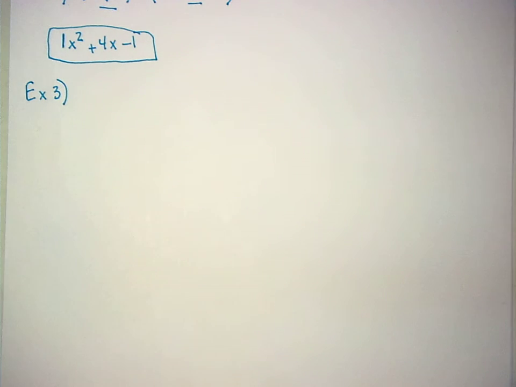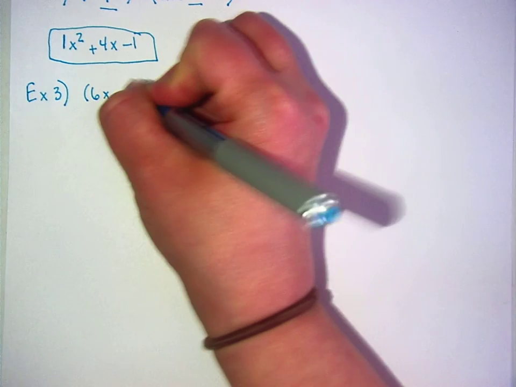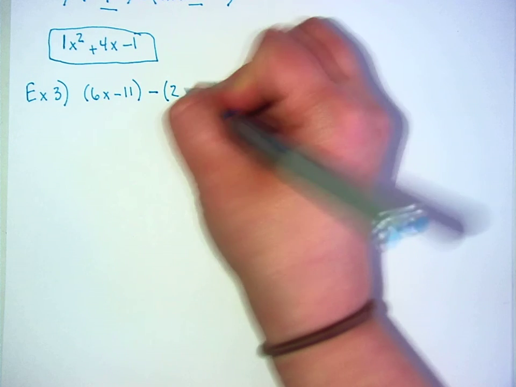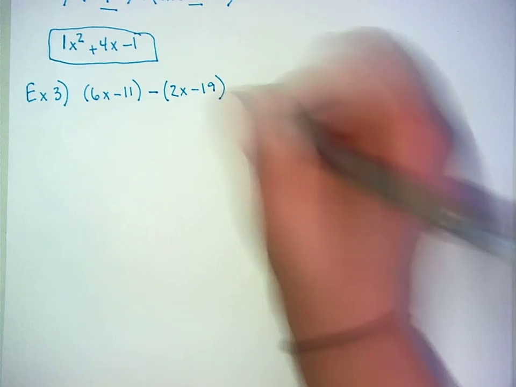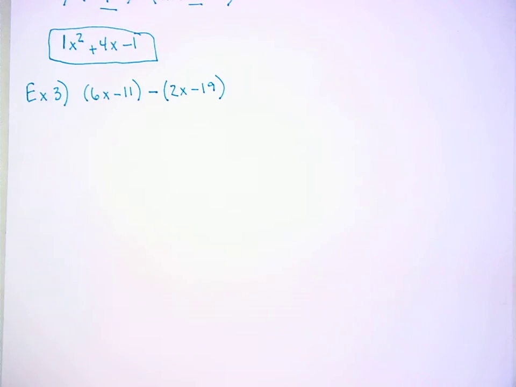Next up. So we did addition, and now we're going to do subtraction. It is very similar. Well, kind of very similar. You'll see. All right. My example is going to be 6x minus 11, and then minus 2x minus 19. These are both binomials. There's only a power of x to them. That's the highest power.